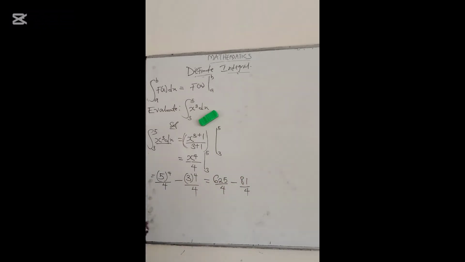When you find the LCM, the LCM is 4. So 4 goes in 4, you have 1, which is 625 minus 4 goes in 4, 1, 1 multiplied by 81, you have 81, which is 625 minus 81, you have 544 divided by 4. So 544 divided by 4, you have 136. So that is your final answer. Let's look at example 2.